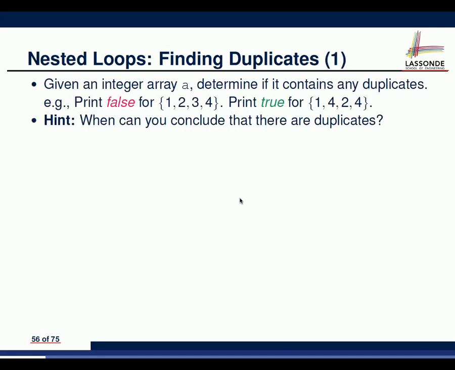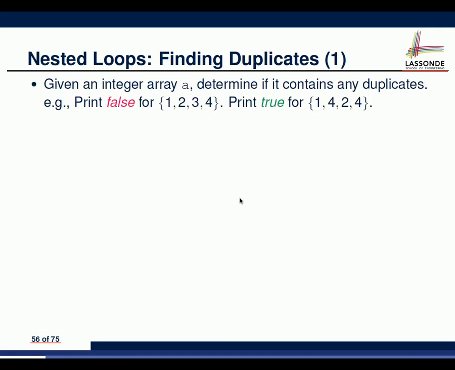Now let's read the problem together. Given an integer array A, determine if it contains any duplicates. For example, if the array looks like 1, 2, 3, 4, all the elements are unique. There's no duplicates, so the answer should be false. On the other hand, 1, 4, 2, 4, we do have a duplicate of 4 because 4 appears more than once in the array. In that case, that should be true. So this is what we have to solve.